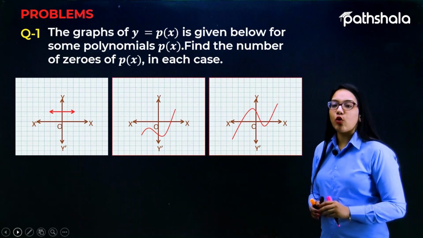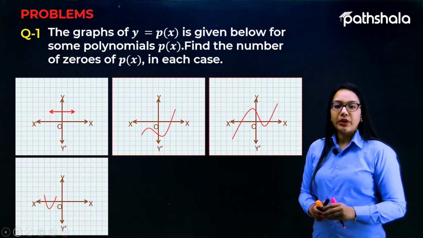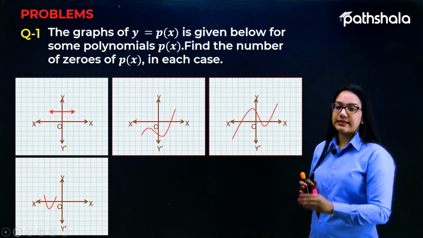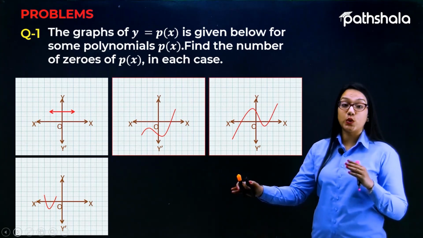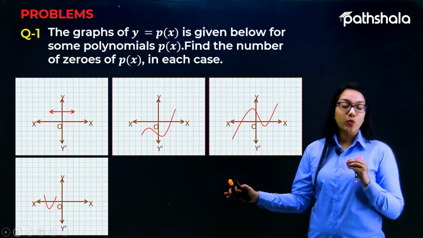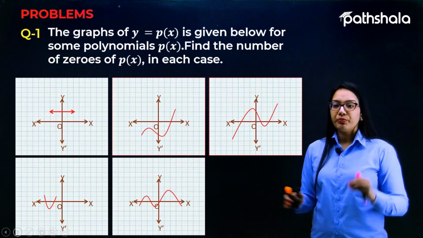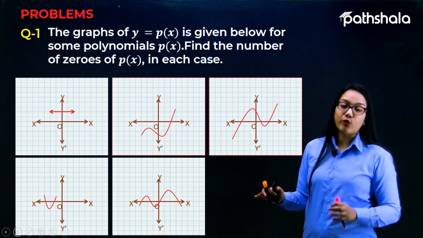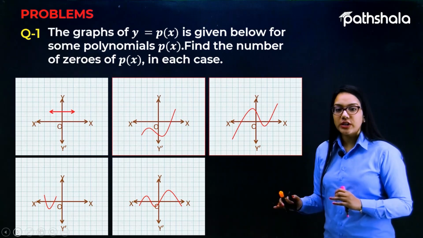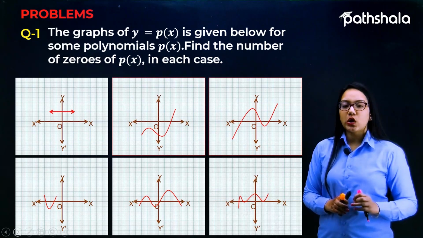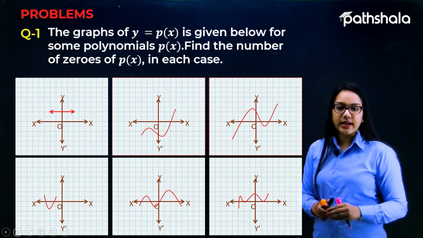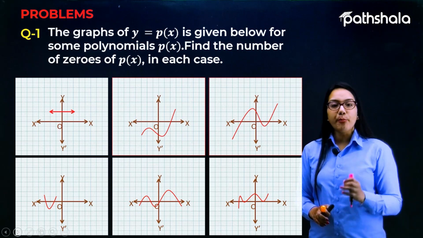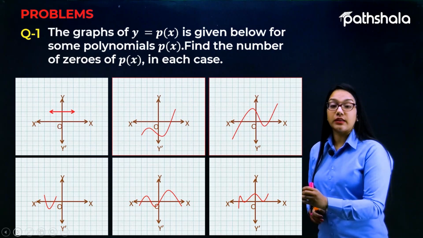Now let's see the fourth graph. In the fourth graph we have a parabola, and it is intersecting the x-axis at 2 points. It means the number of zeros is 2. So the answer for the fourth one is 2. For the fifth one, we can see it is intersecting the x-axis at 1, 2, 3 and 4 points. Hence the number of zeros is 4. Now let's talk about the sixth graph. In the sixth graph, we can see that it is intersecting the x-axis at 3 points, 1, 2 and 3. Hence the number of zeros for this particular polynomial is 3.